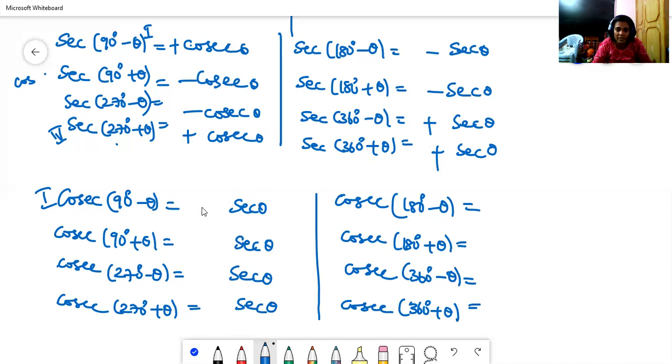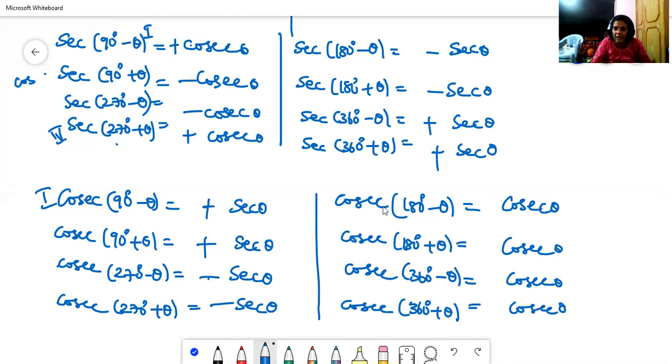First quadrant, cosec is positive. In the second quadrant, cosec is positive. Third quadrant negative, fourth quadrant negative. For 180 and 360, the same function will come: cosec theta, cosec theta, cosec theta, cosec theta. In the second quadrant, cosec is positive. The third is negative. Fourth is also negative. First is positive.